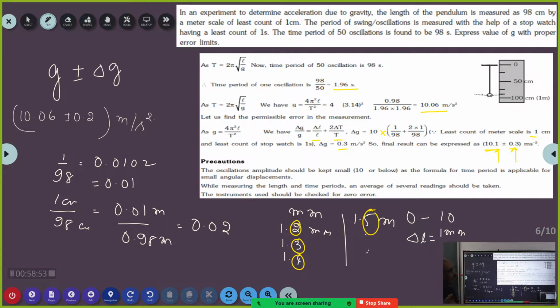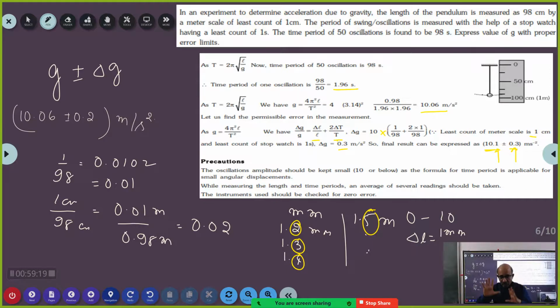You got it? See, what is this T? This T is the time for 50 oscillations. In 50 oscillations, now look at the reality. You have got a stopwatch. Can you see me? So the stopwatch is showing in seconds. Tuck, tuck, tuck.